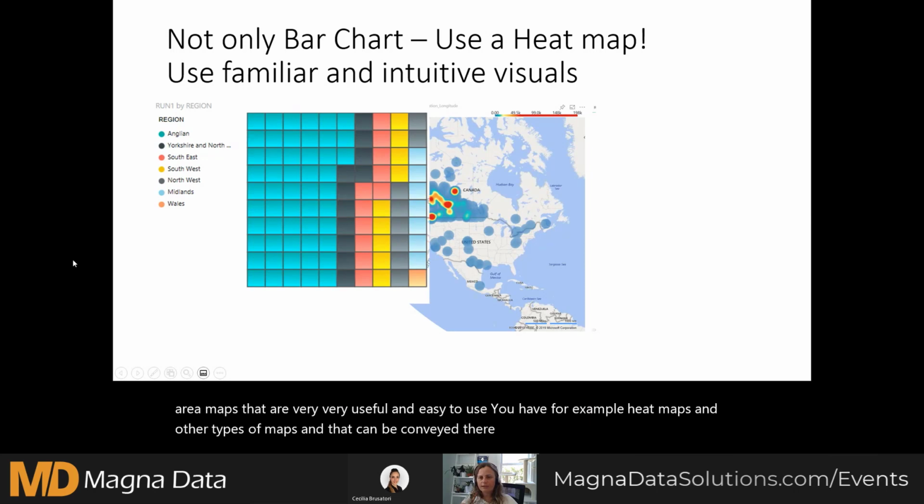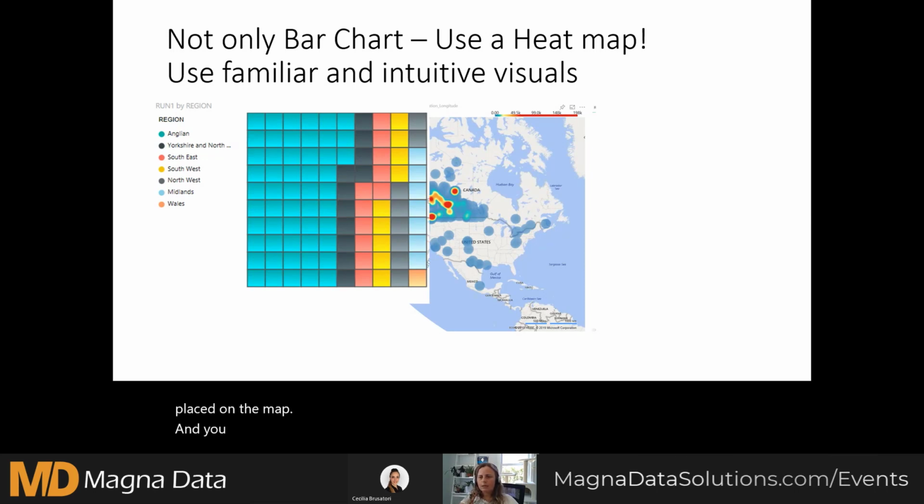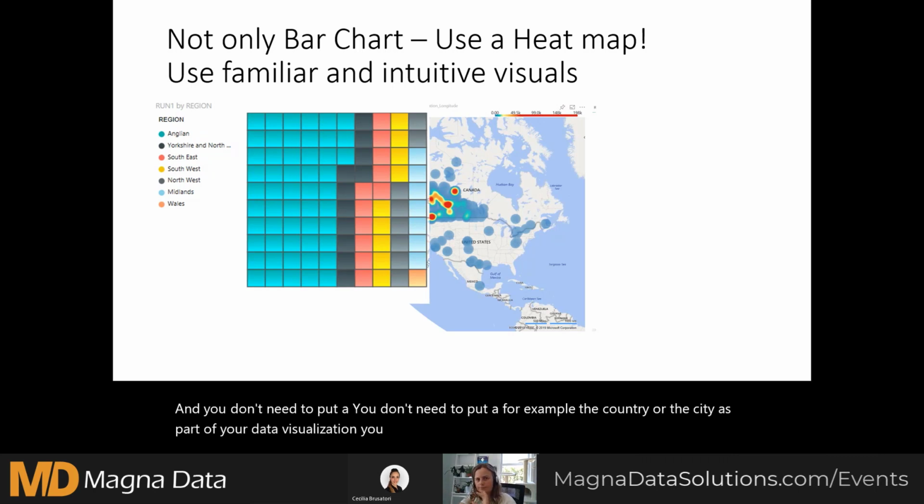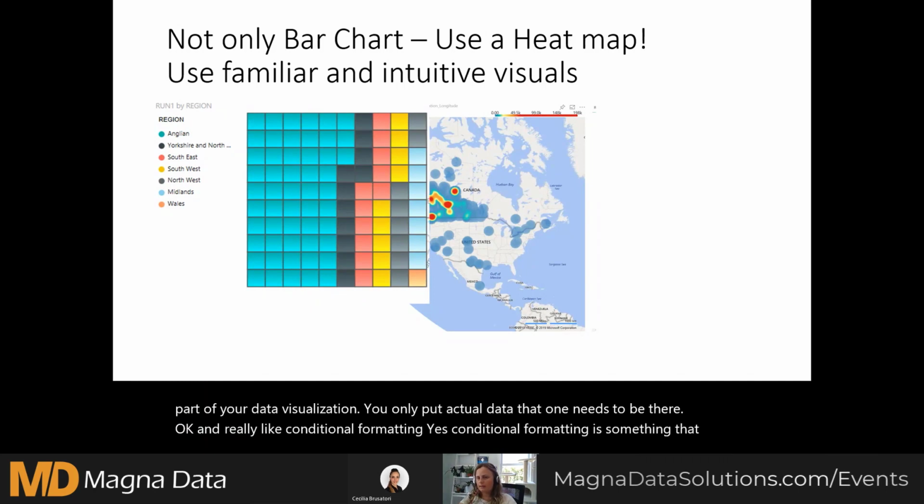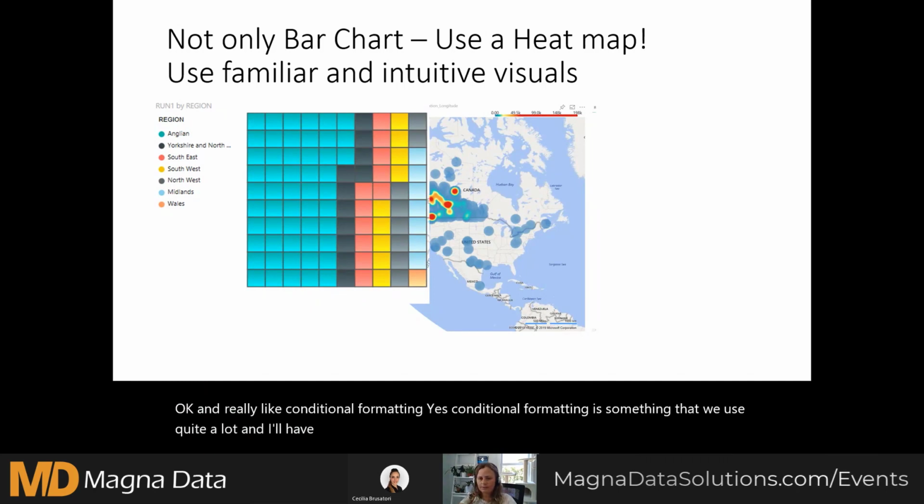There is a lot of geographical data that can be placed on the map, and you don't need to put, for example, the country or the city as part of your data visualization. You only put actual data that needs to be there. Okay, and really like conditional formatting. Yes, conditional formatting is something that we use quite a lot, and I'll have a slide on it. Yeah, I've finished my time because I was told to take my time.